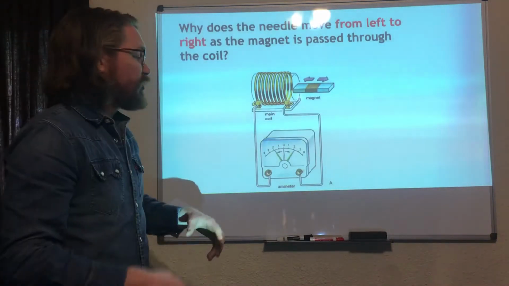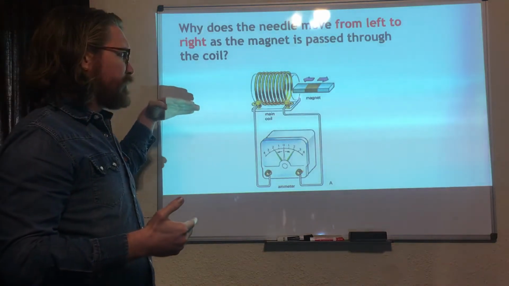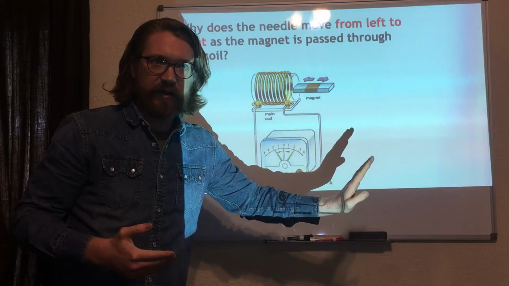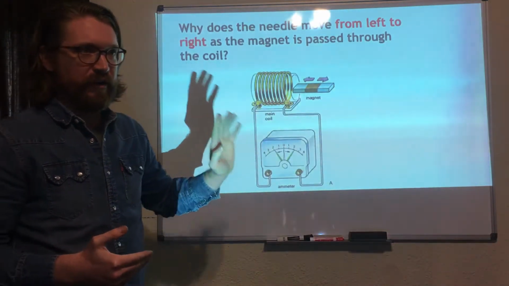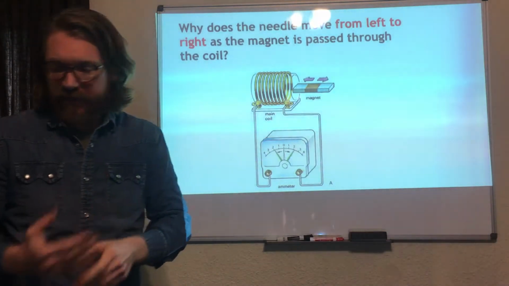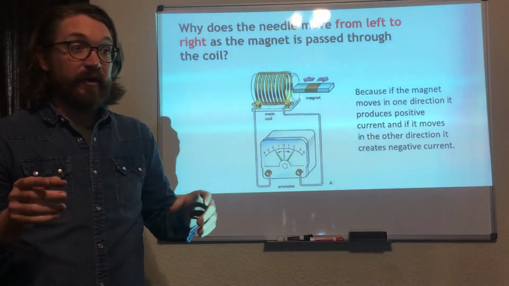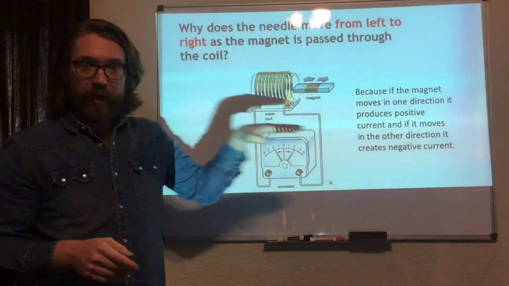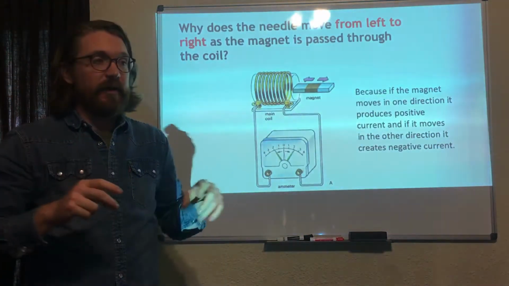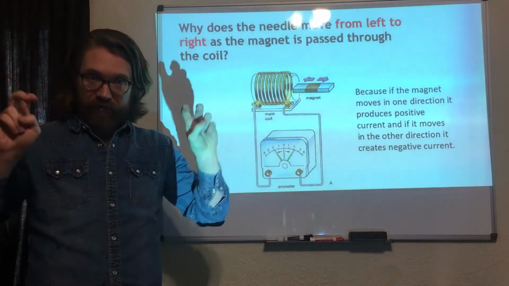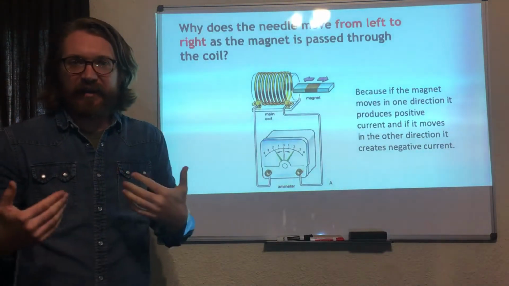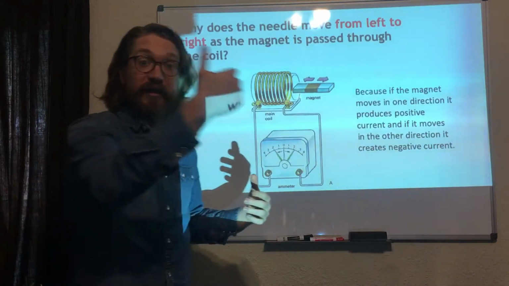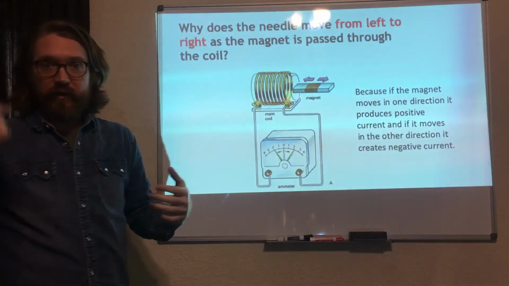Okay, so you may have noticed that when I moved the magnet in one direction, the needle moved in one direction. When I moved the magnet in the other direction, the needle moved in the other direction. The reason that this happened is because there is a direction to current. If you move the magnet one way, you're going to get what's called positive current. If you move it the other way, you get what's called negative current. All positive and negative mean is what direction they're moving. If the current's moving forward, it's positive. If it's moving backwards, it's negative.